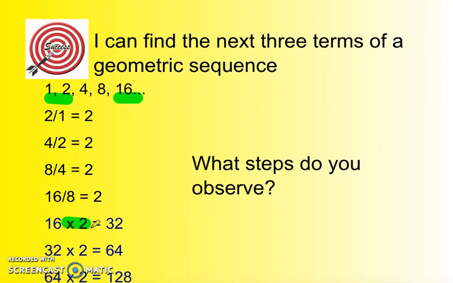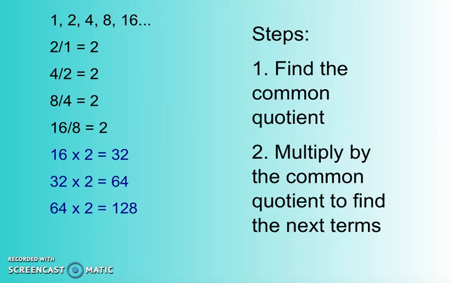And what's true about division and multiplication? Exactly. They are inverse operations of each other. And so that is why we're using multiplication to find the next three terms, because it is the inverse of division.